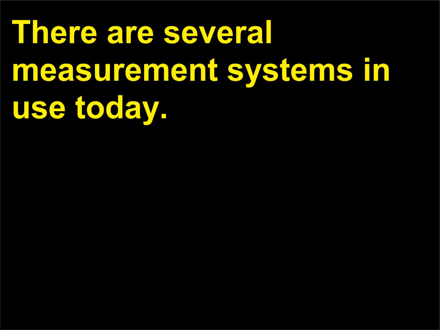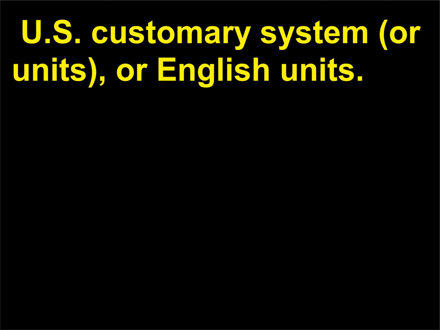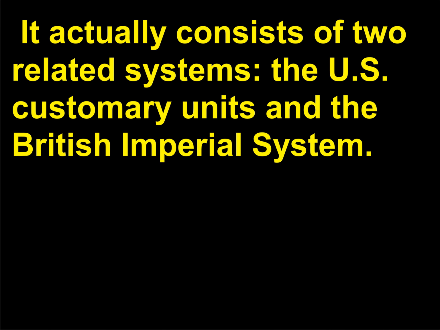There are several measurement systems in use today. The English customary system is also known as the standard system, U.S. customary system, or units, or English units. It actually consists of 2 related systems, the U.S. customary units and the British imperial system.